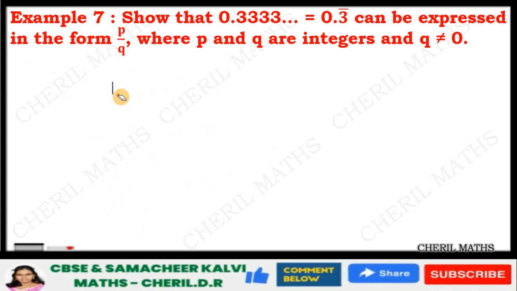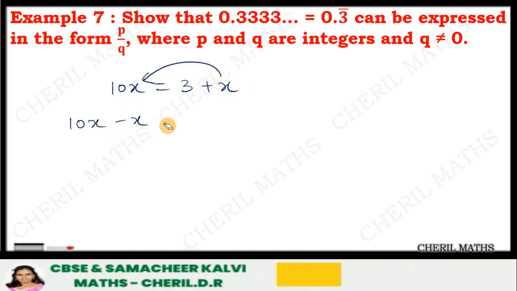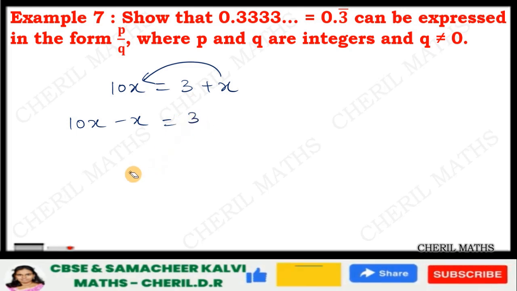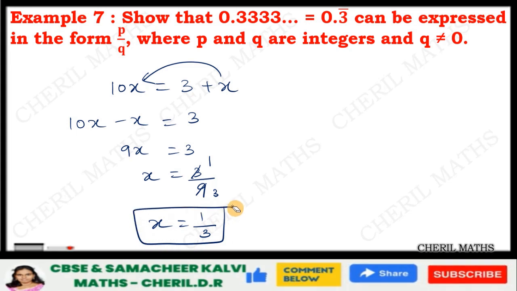So what we got is 10x is equal to 3 plus x. Taking x to the other side, you will get 10x minus x is equal to 3. So what will this be? 9x will be equal to 3. So x will be equal to 3 by 9. Cancelling, 3 ones are 3, 3 threes are 9. So x is equal to 1 by 3.